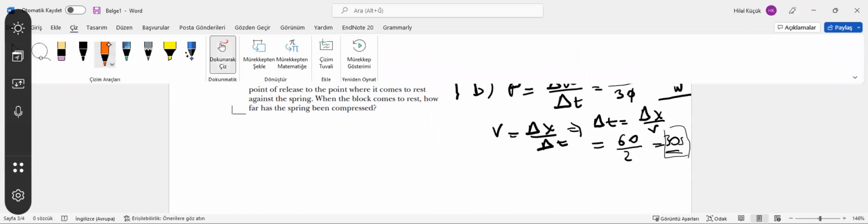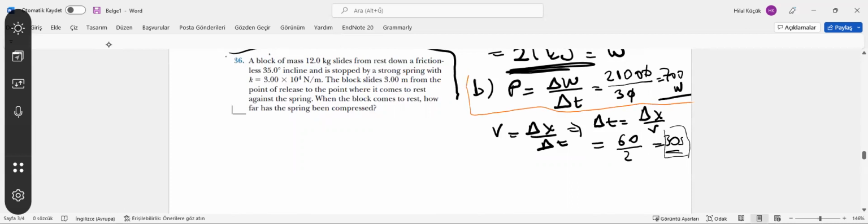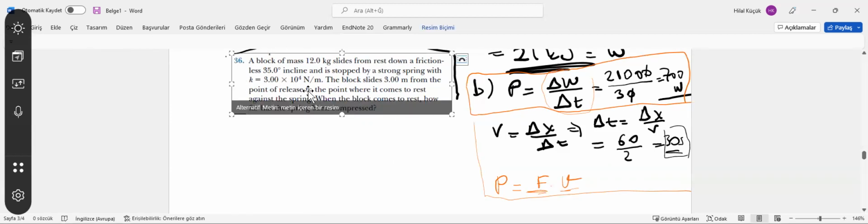Please look at what the power is. How can I find the power? Please remember, there is also another formula, F times v. You can use both ways. You can calculate work and then find delta t, or if you find F and v, you can use that, okay? Now we can continue with other questions.